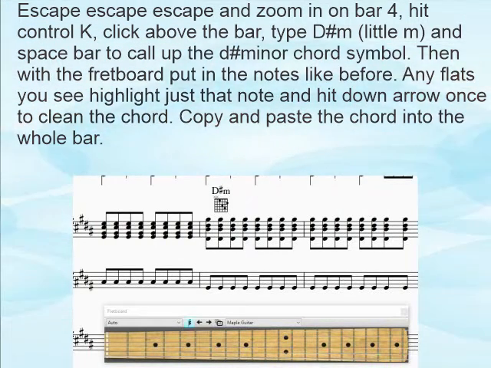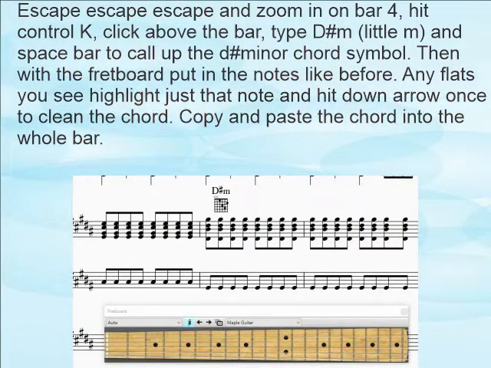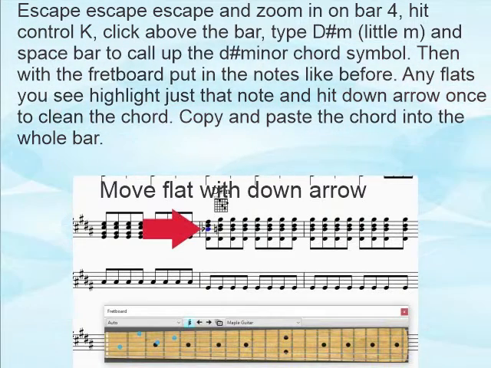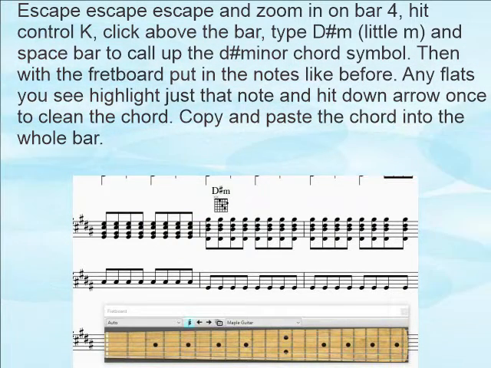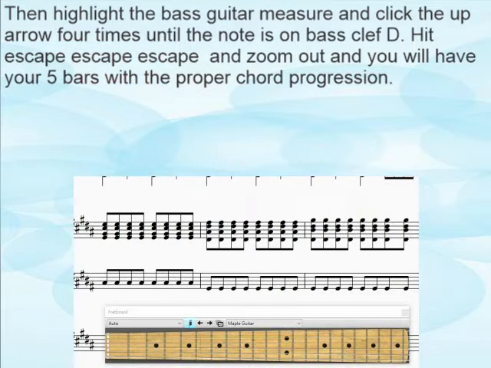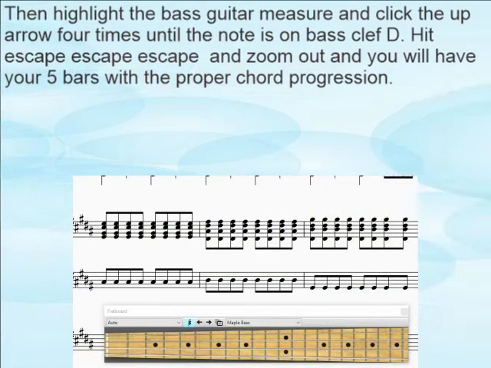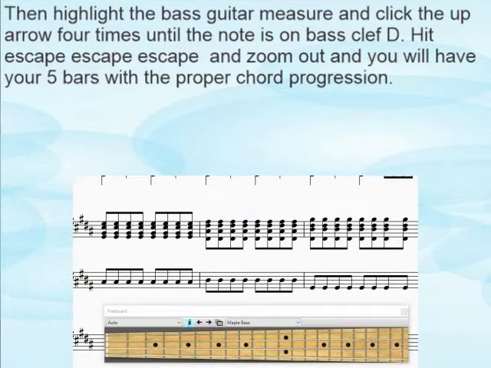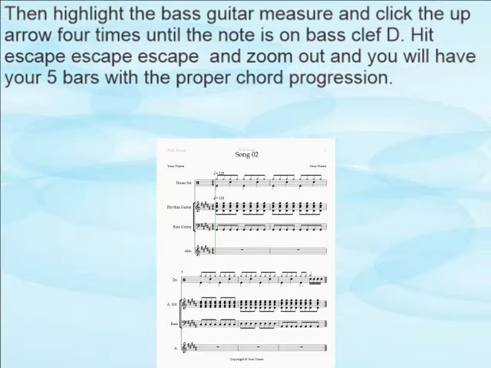Hit Control K, click above the bar, type D sharp M, little m, and space bar to call up the D sharp minor chord symbol. Then with the fretboard, put in the notes like before. Any flats you see, highlight just that note and hit the down arrow once to clean the chord. Copy and paste the chord into the whole bar. Then highlight the bar bass guitar measure and click the up arrow 4 times until the notes on bass clef are D. Hit escape, escape, escape, and zoom out, and you will have 5 bars with the proper chord progression.